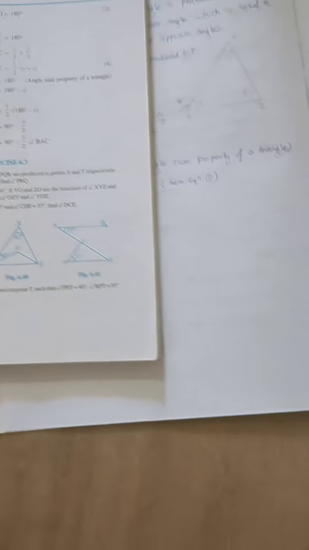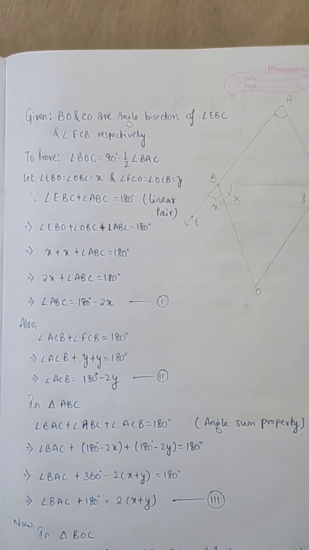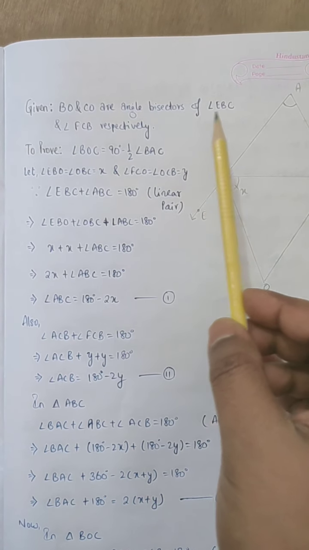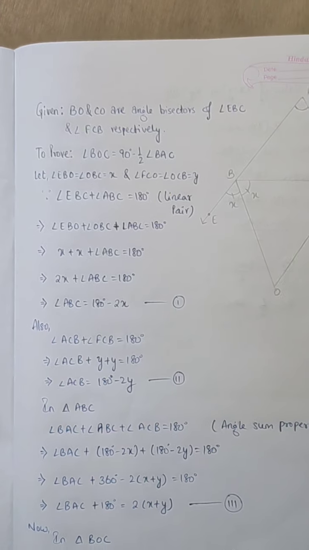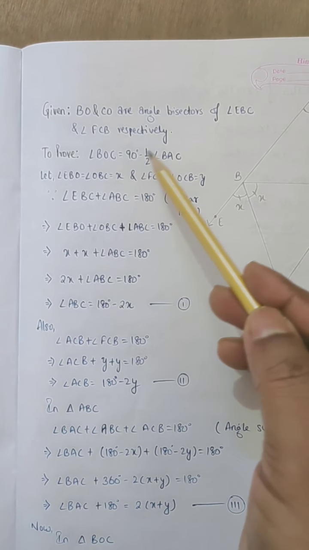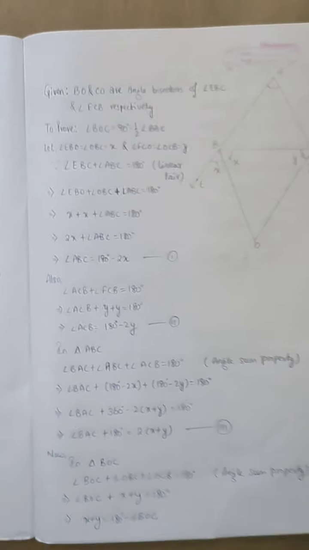So this is a very important question. Now see, this is the figure. Clear? And in the given I have written that BO and CO are the angle bisectors of angle EBC and angle FCB respectively, which was given in the question. Now we have to prove that angle BOC is equal to 90 minus 1 by 2 angle BAC. Now see how we can prove it.